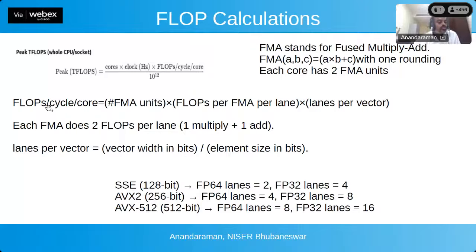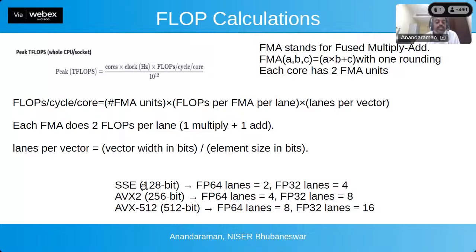For example, each FMA does two floating point operations per lane: one multiplication and one addition. Each core has two FMA units, which means each core can do 4 operations simultaneously. Lanes per vector depends on whether you want to do double precision, single precision, half precision or quarter precision. That is the vector width, divided by the element size in bits.